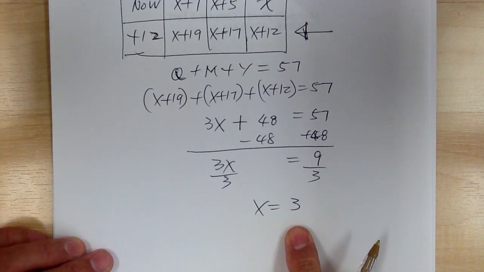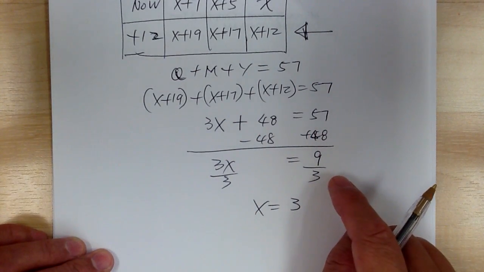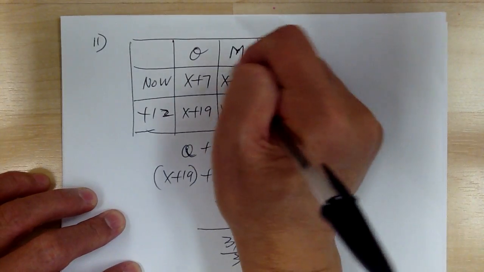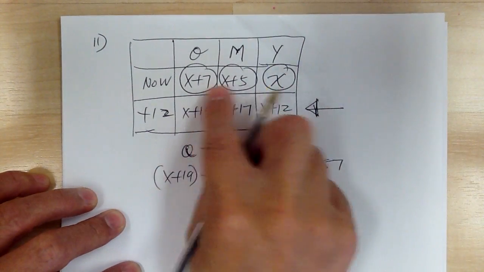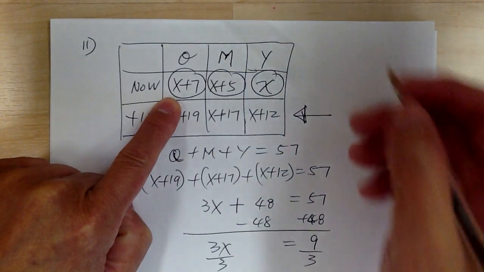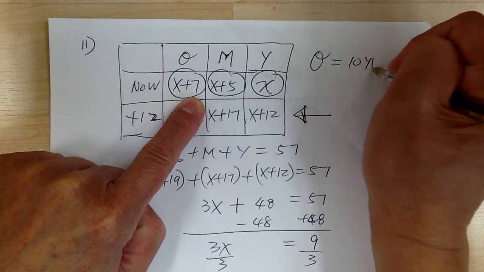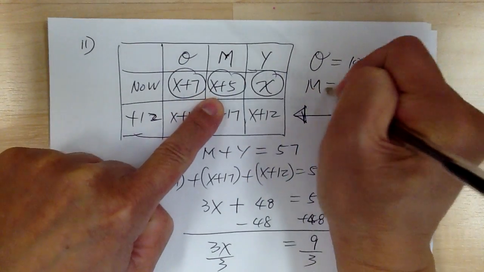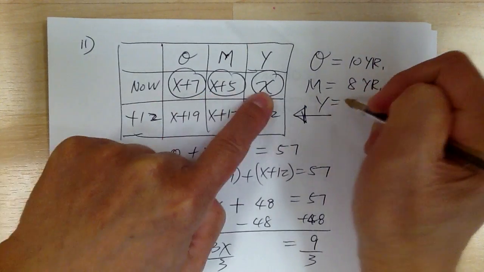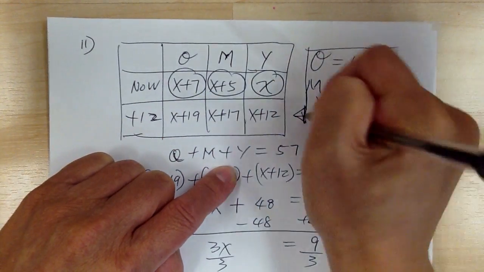So once you find x equal to 3, don't box that yet. You have to go back and answer the question. It says, what is each child's age now? So you're looking for their age now. So I can circle that so I know what I'm looking for. So in this case, the oldest will equal to x plus 7, so it would be 10 years old. The middle child is x plus 5, so it would be 8 years old. And the youngest is just x, so it would be 3 years old. Okay, and so that would be the answer.